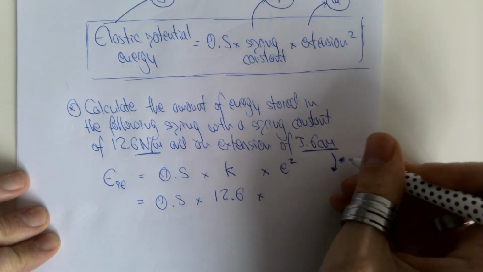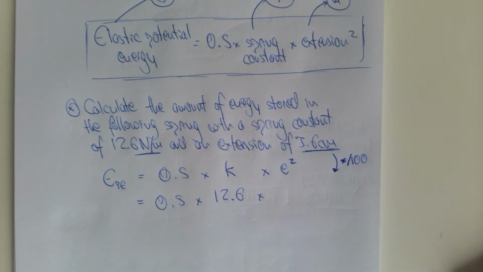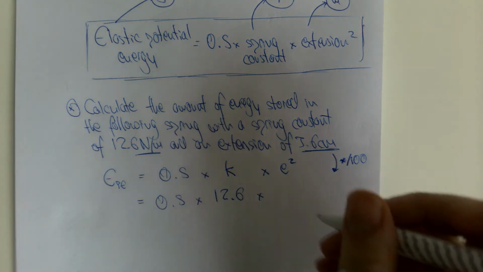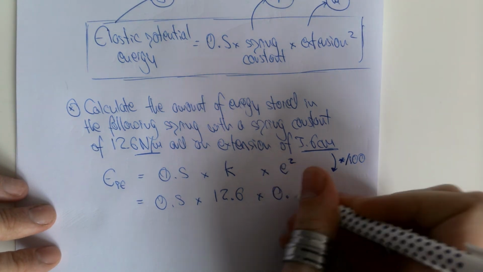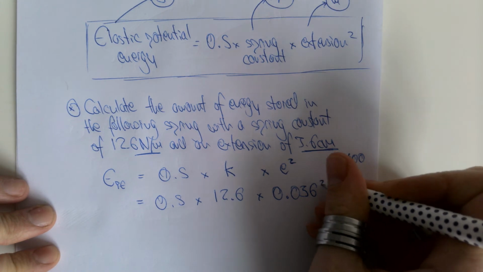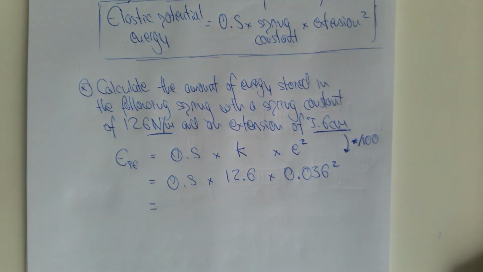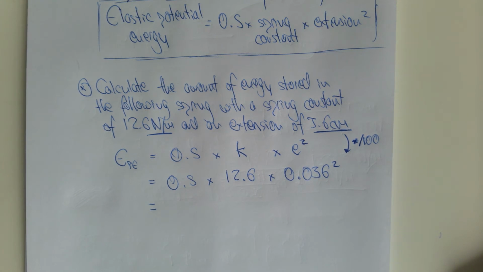Now to do that, we have to divide our number by 100. So 3.6 divided by 100 should bring us out with our unit measure in meters. So 3.6 divided by 100 gives us 0.036. That's 0.036 meters, and that is squared. So we then substitute in our values, and then simply work it down. So we have to do our 0.036 squared to begin with.